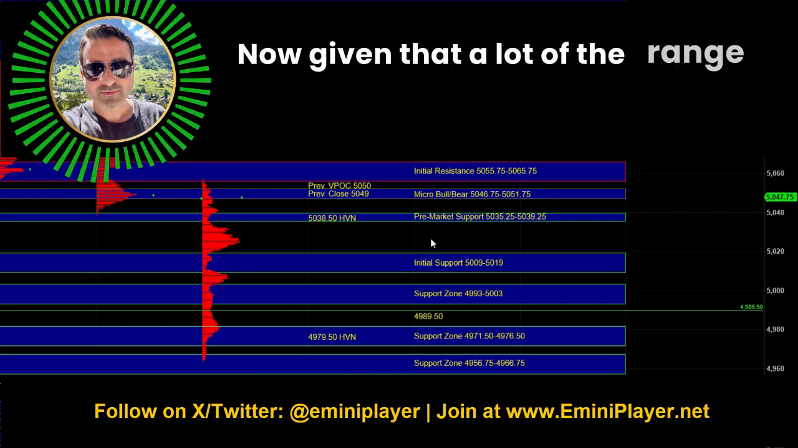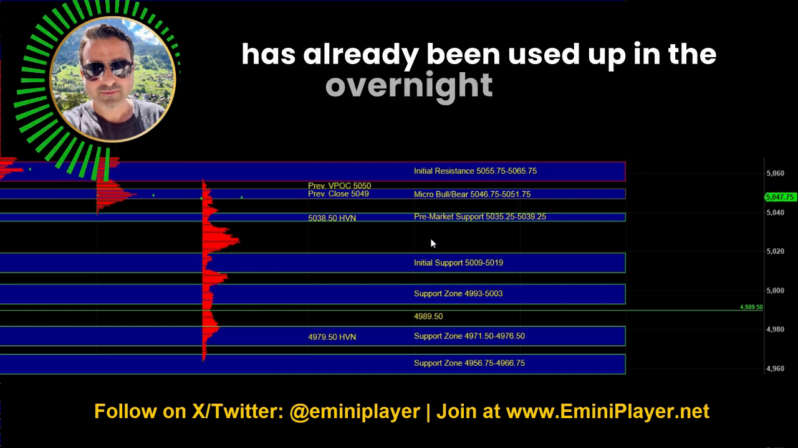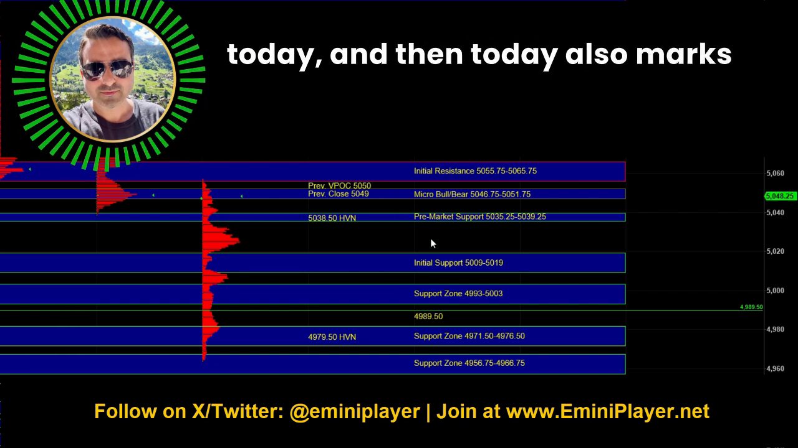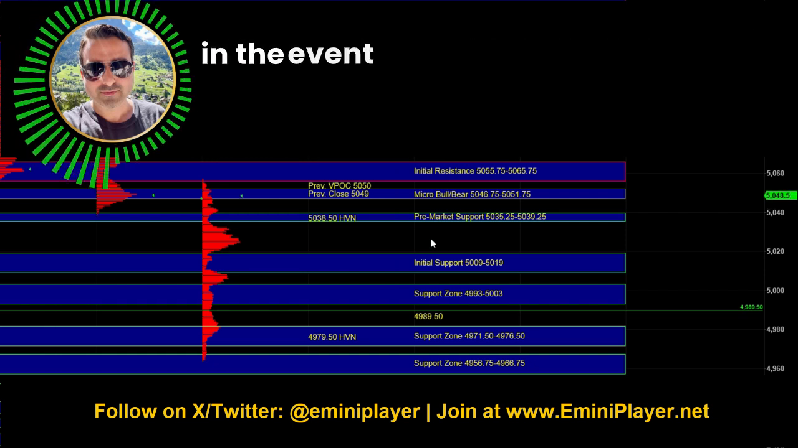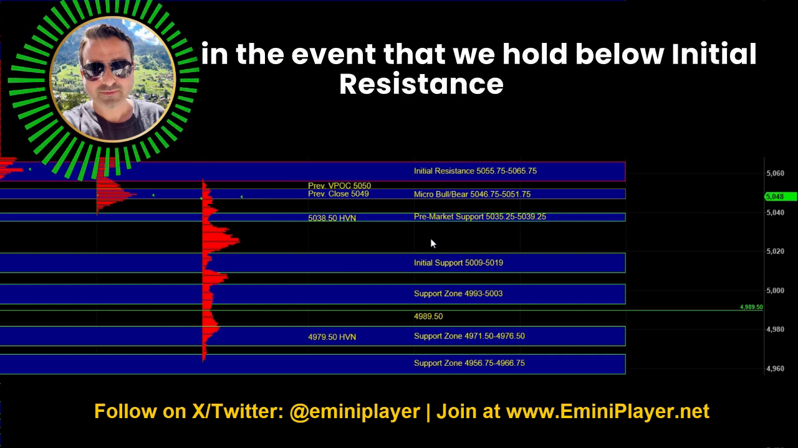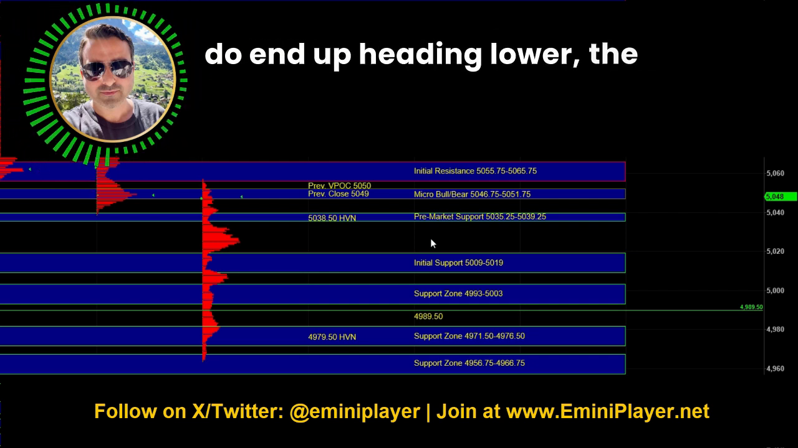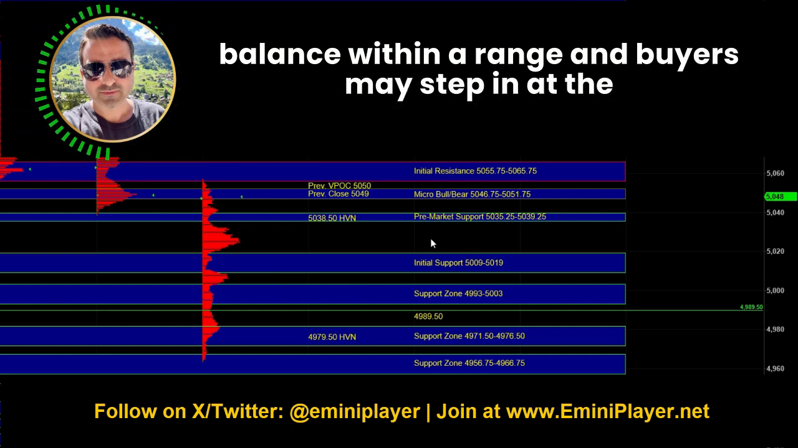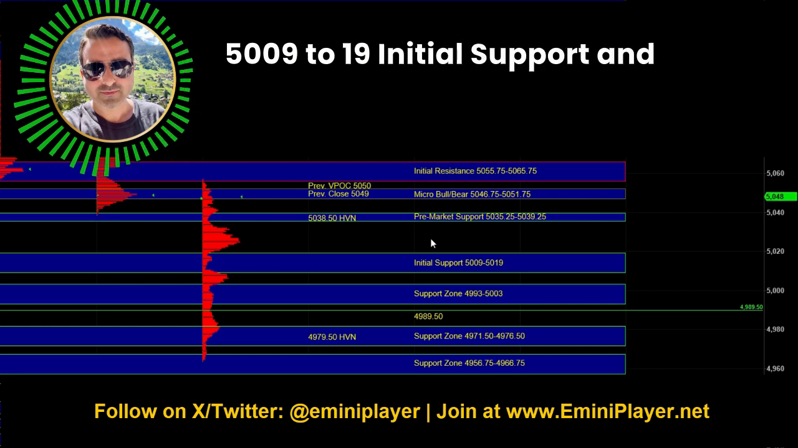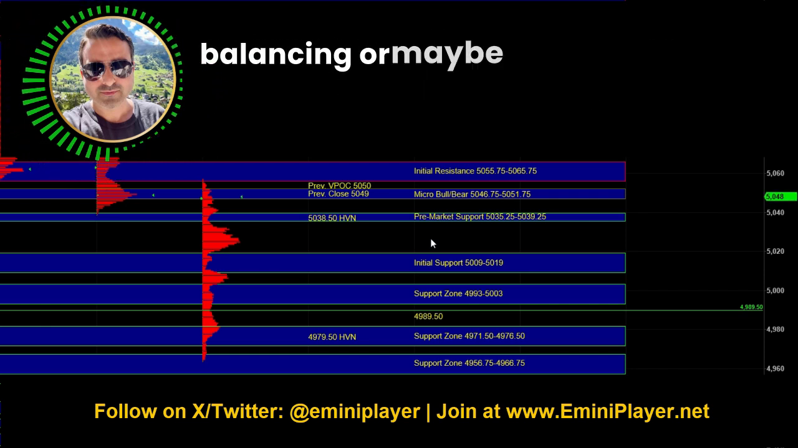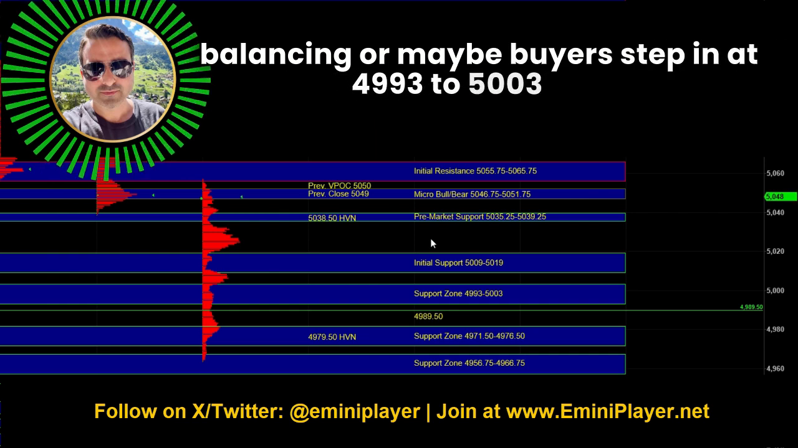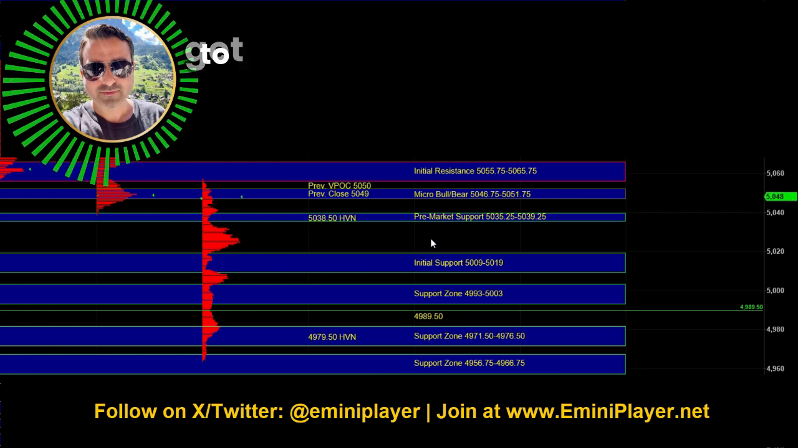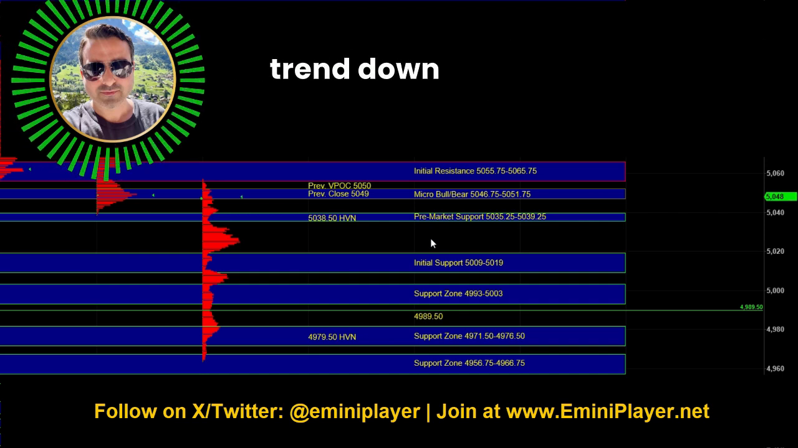Now, given that a lot of the range potential has already been used up in the overnight session, and we don't have any major economic reports out today, and then today also marks options expiration, in the event that we hold below initial resistance and we do end up heading lower, the market may just consolidate and balance within a range, and buyers may step in at the 5,009 to 19 initial support, and from there ES may begin balancing, or maybe buyers step in at 4,993 to 5,003, and then the market goes into a balancing phase. And in order to get a bigger sell-off, we would need to see trend down type conditions.